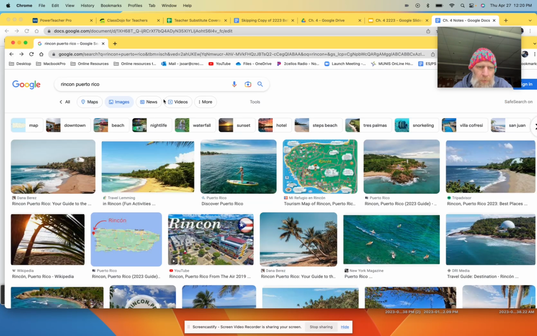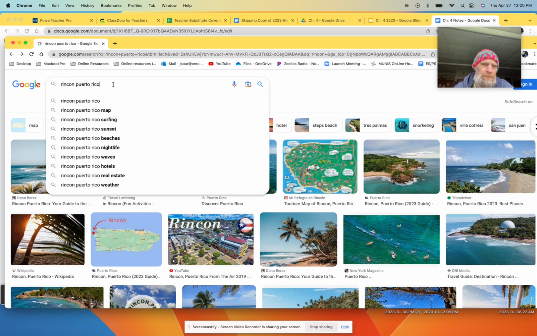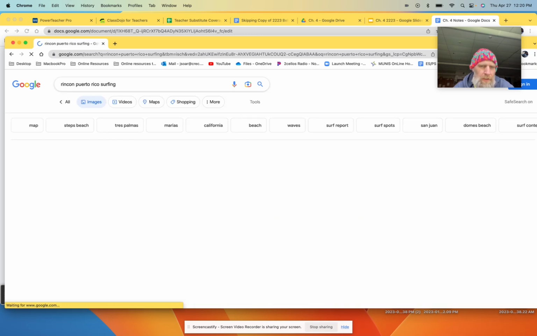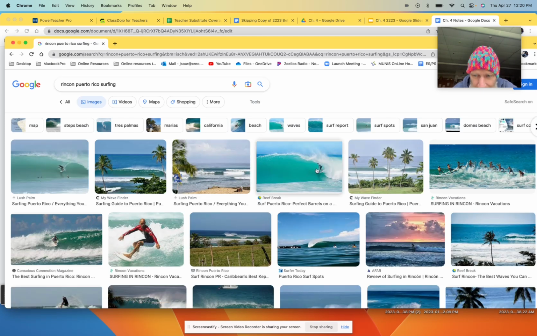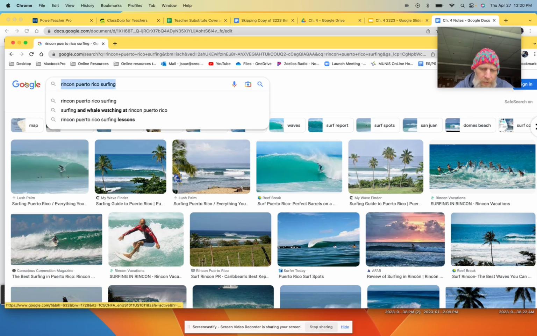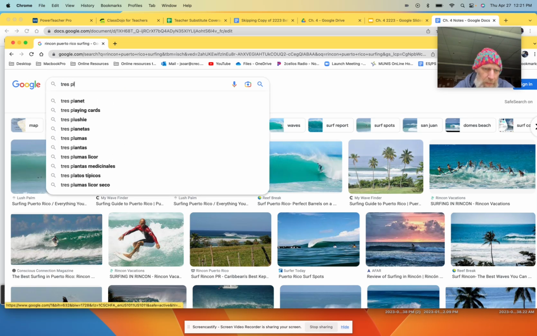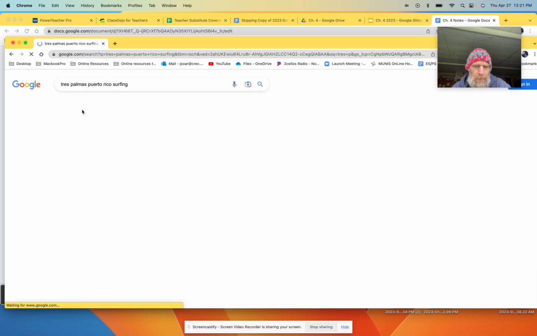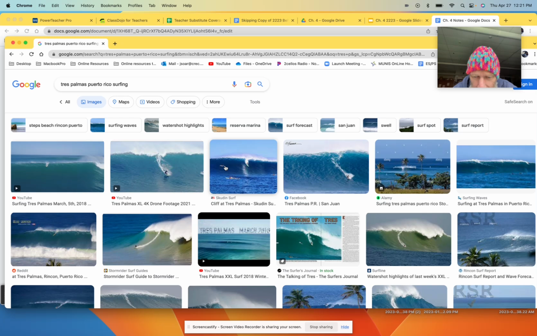We're going to go back one more. We're going to go to images right here. Rincon, Puerto Rico, surfing. And the waves look something like this, which is pretty good. All right, I think we can look up Tres Palmas, Puerto Rico, surfing. All right, let's see if we get a gnarly break there.